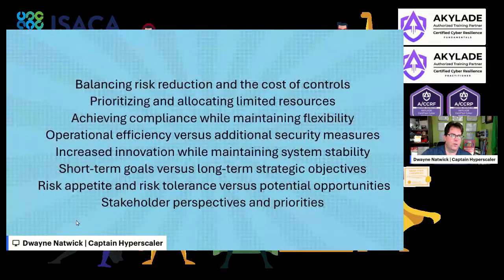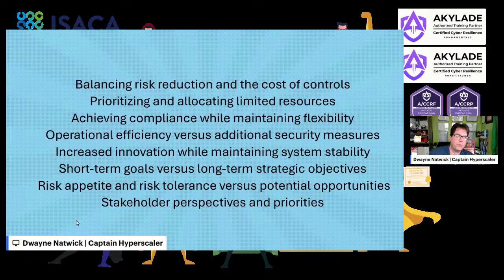Priorities and trade-offs. We need to balance our risk. Make sure we're looking at risk reduction. We're looking at control. We are making sure we are achieving proper compliance. Making sure that we have looked at short-term goals versus our long-term strategy. Maybe we've got short-term goals, we've got short-term risks. What's our long-term strategy and things like that?